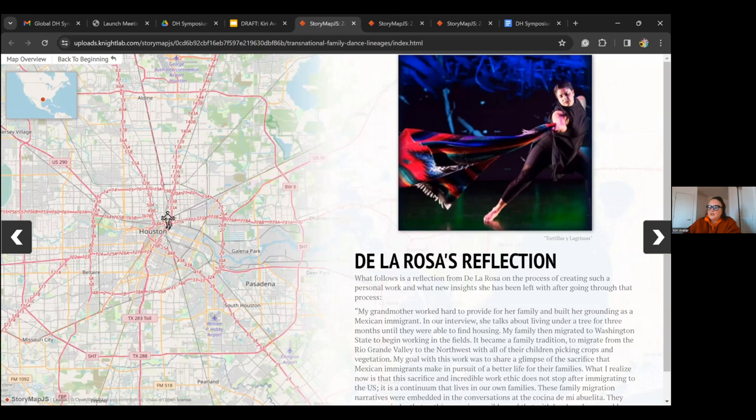What I realize now is that the sacrifice and incredible work ethic does not stop after immigrating to the US. It's a continuum that lives in our own families. These family migration narratives were embedded in the conversations at the cocina de mi abuelita and my grandmother's kitchen table. They were a reminder that nothing was impossible and that with hard work, we could accomplish anything.